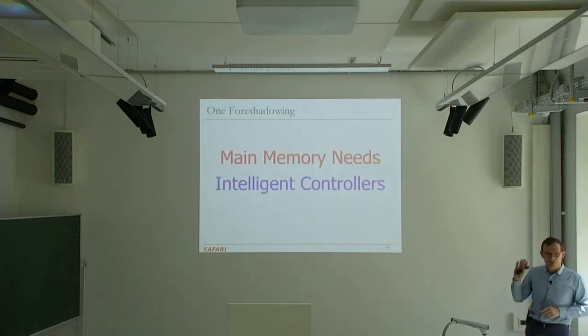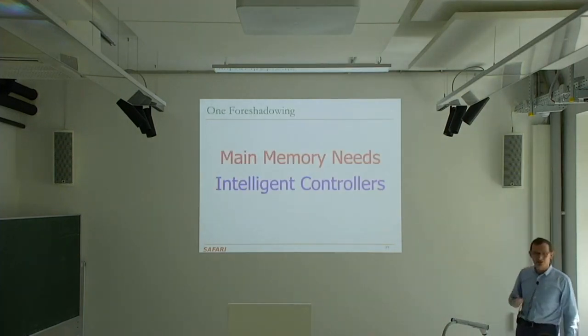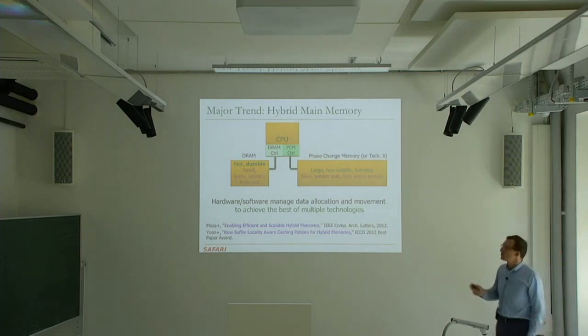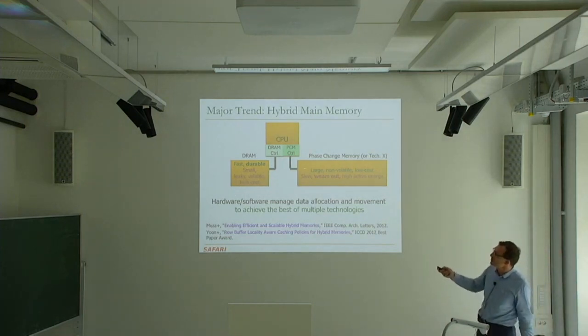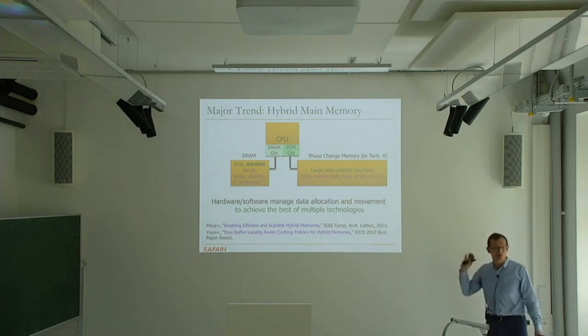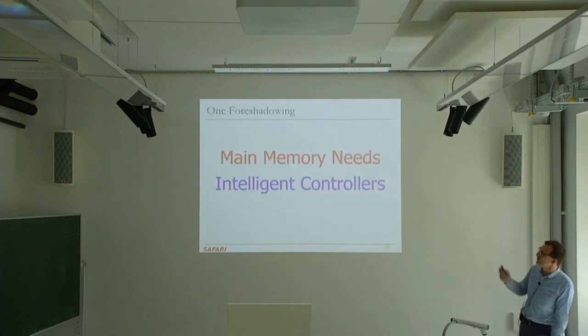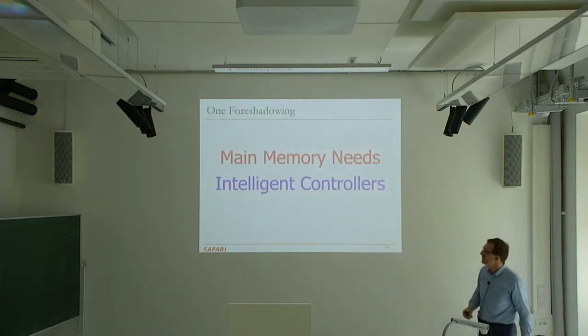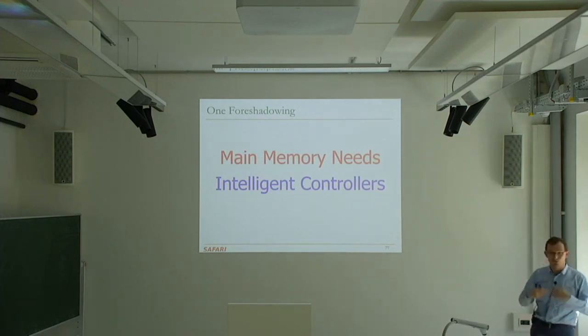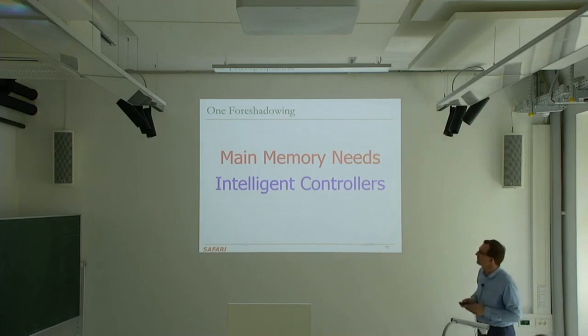So one foreshadowing, if you have a system like this, you need to have an intelligent controller. Because if you don't have an intelligent controller over here that understands what's going on between these different technologies, it's very hard to manage this memory. The controller needs to provide functions to accelerate data movement, maybe provide some statistics in terms of which data is accessed over here. We're going to talk about that. So this is one of my first foreshadowing. We need intelligent controllers to enable these hybrid memories. And I'm going to motivate these intelligent controllers more and more with reliability issues in a little bit.